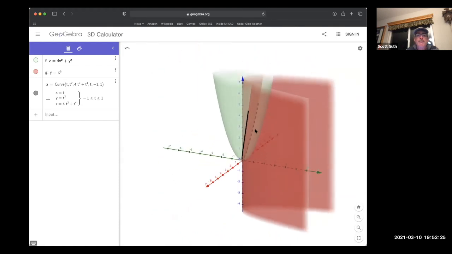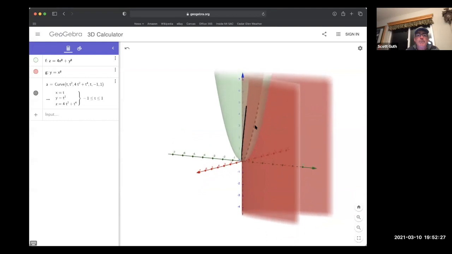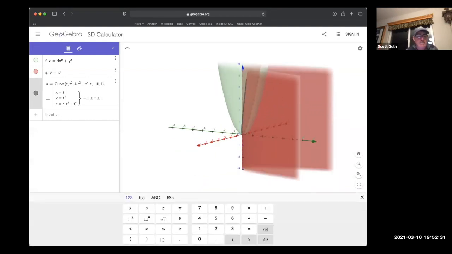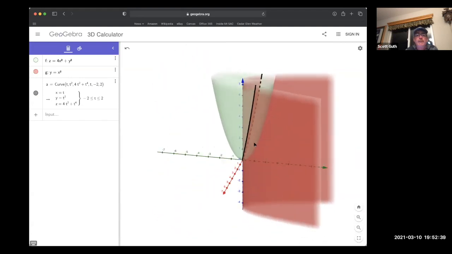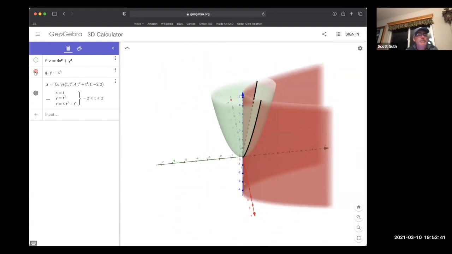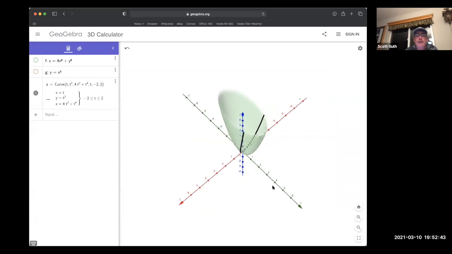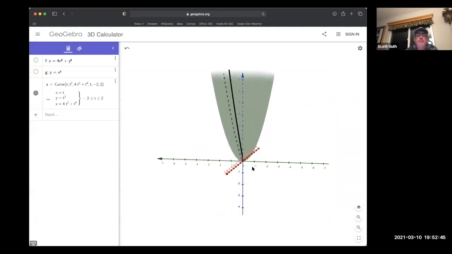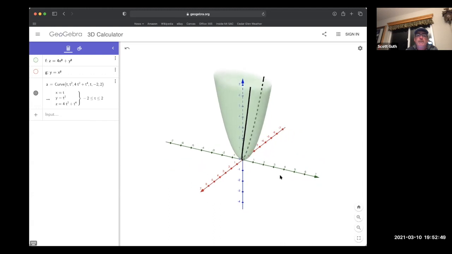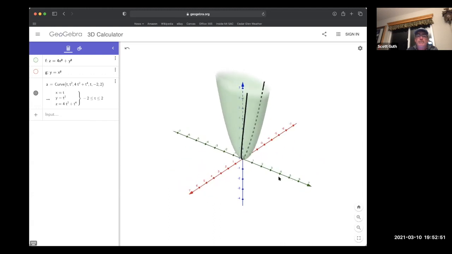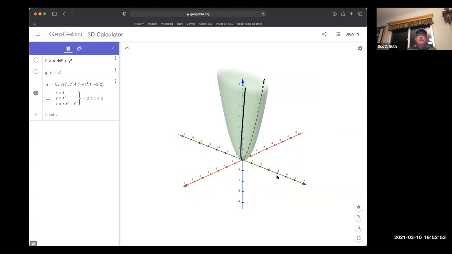Can you guys see that? And then maybe I'll go -2 to 2, just to stretch that out some. So it goes up a little higher there, right? And if I wanted, I could get rid of the red so that you could just see it on the paraboloid. Yeah, I feel pretty good about the picture I drew. Okay. Any questions about that?